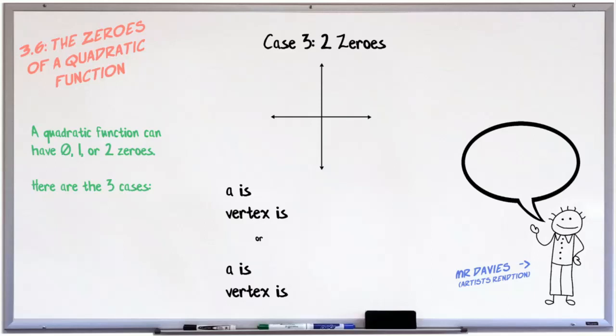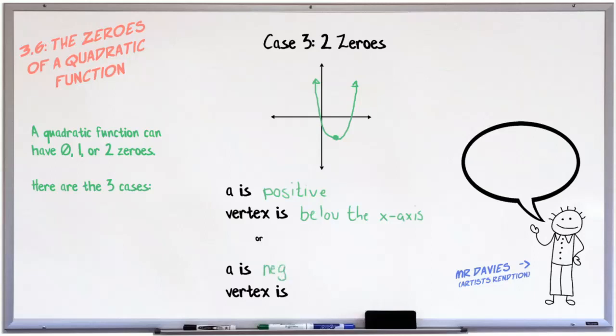In our third and final case, this exists where a quadratic function has 2 zeros. For this to occur, again, a can be a positive value, and if a is positive, our vertex is below the x-axis. Okay, so sketching it, we might see something where it looks like this. Our vertex is below the x-axis, a is positive, so our parabola opens up, and we have our 2 zeros at these 2 points here.